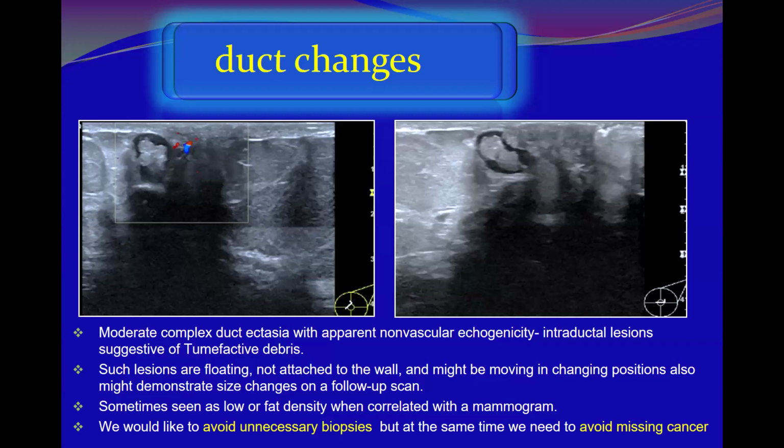Sometimes these types of lesions are seen as low or fat density on mammogram, because sometimes they represent fat particles or lipoproteins, which can give lower density on the corresponding mammography. And as you know, we would like to avoid unnecessary biopsy, and at the same time, we need to avoid missing cancer. That is why we have to weigh things.